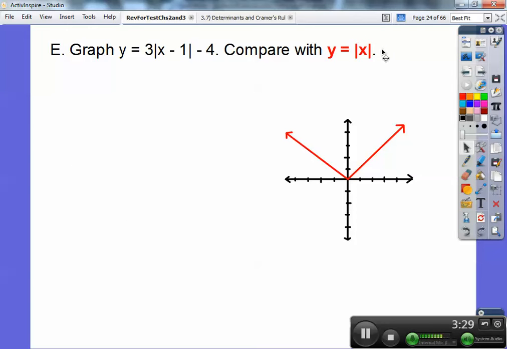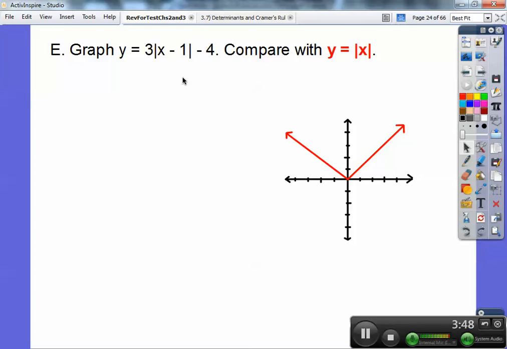You know, the absolute value of -3 is +3. The absolute value of -2, so x equals -2, y would equal +2. x equals -1, y would equal +1. The absolute value of 0, the absolute value of 1 is 1, and so on. So it's a V-shaped graph.